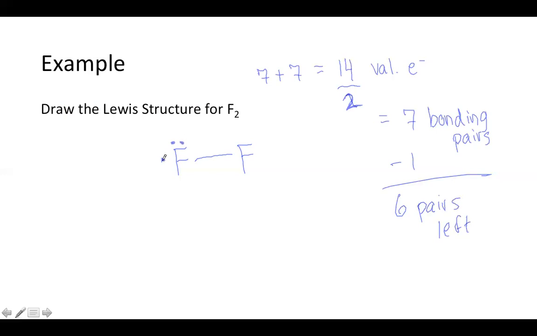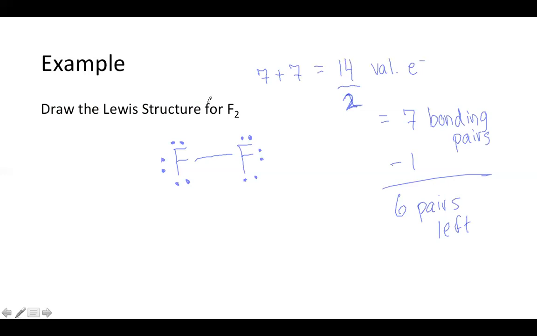So what I'm going to do is place, of our 6 pairs, 3 of them around this left fluorine. So now this left fluorine has 2, 4, 6, 8 electrons around it. And I'm going to place 3 pairs around the right fluorine. So now we've placed those 1, 2, 3, 4, 5, 6 pairs. And then to make sure that we have satisfied our two checks, one is to check that you have added in all of the valence electrons you're supposed to. So we have 2, 4, 6, 8, 10, 12, 14. We have added in 14 valence electrons, so we're good there.